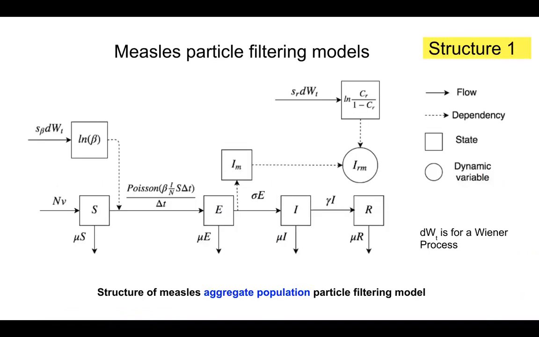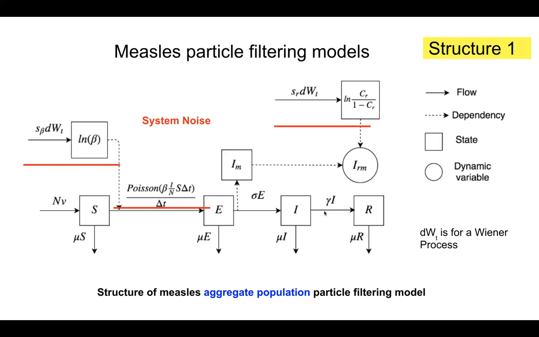Okay, firstly, let's see the measles model. This plot shows the structure of the state space model of the measles model that we have used in the particle filtering. Structure one, or model one, shows the aggregate population model. For the measles aggregate population model, we already know that the state space model of the particle filtering algorithm should be stochastic. So what we have done is add some system noise to a deterministic SEIR model.